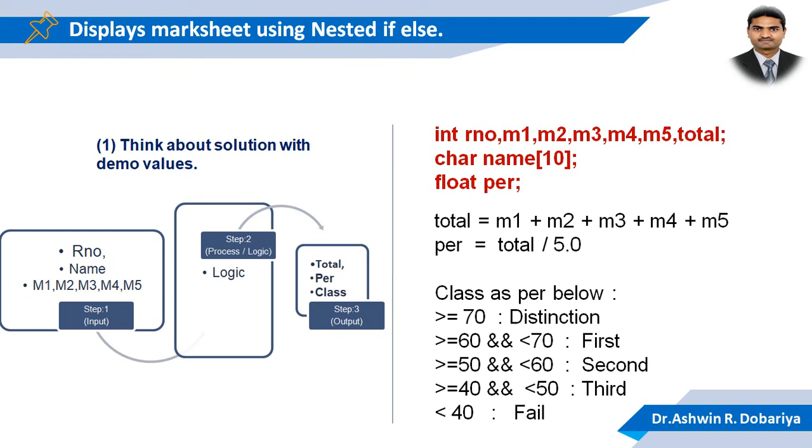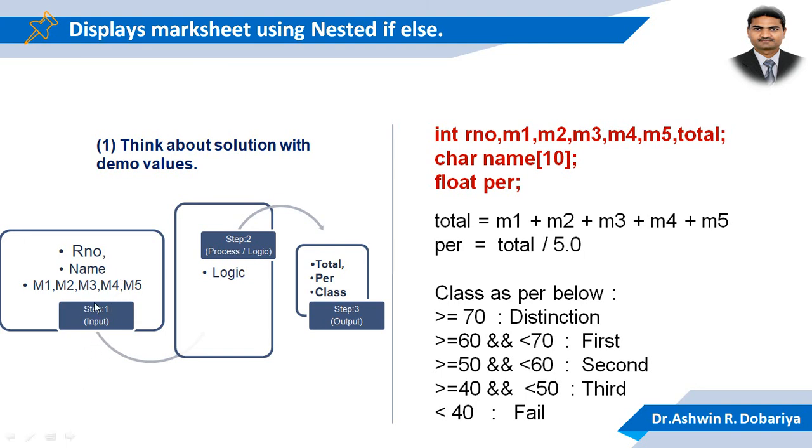Then for other information like roll number and name, we'll take another 2 variables, and finally we want to display a total, percentage and grade or class. So for total and percentage, again we require 2 more variables. So ultimately 5 variables for marks, 2 variables for other details, 2 variables for total and percentage. So in total we require approximately 9 variables. This is our first step, to think about how many variables we require to write this kind of program.